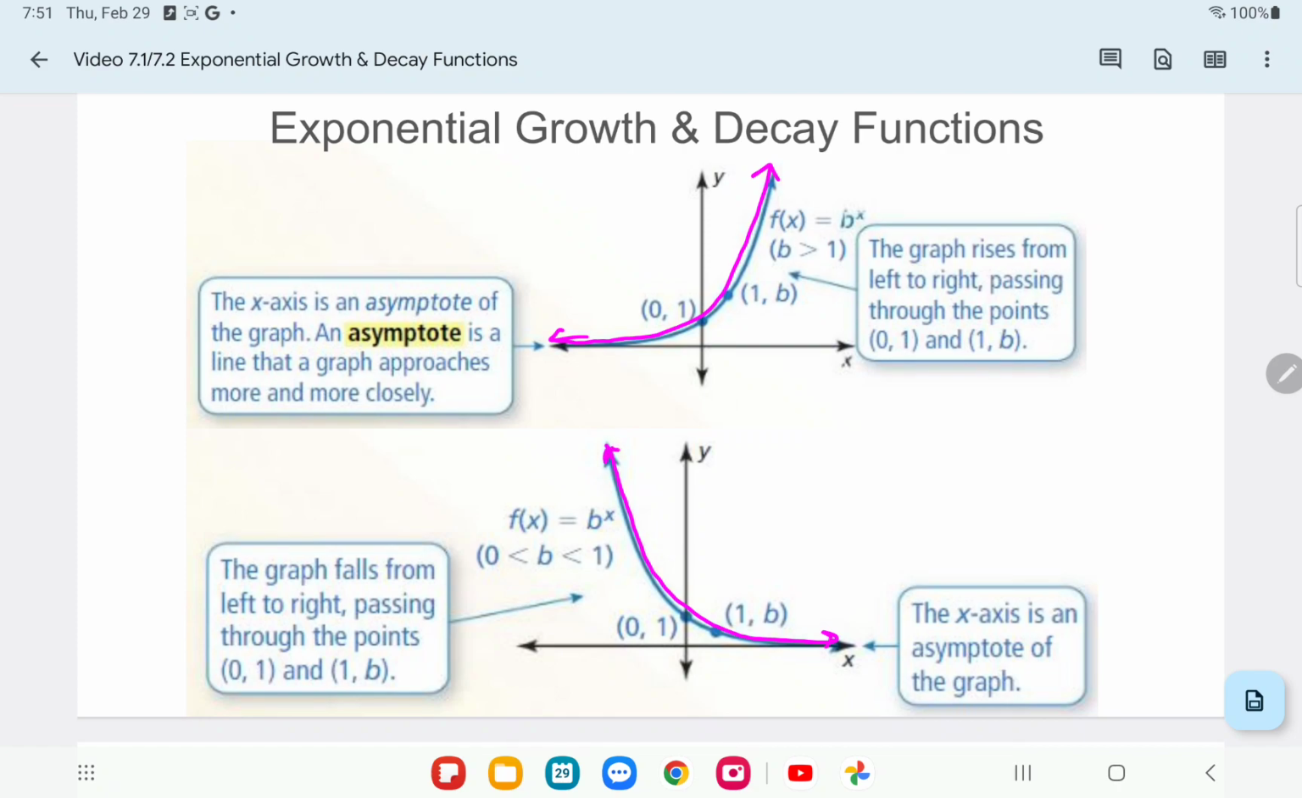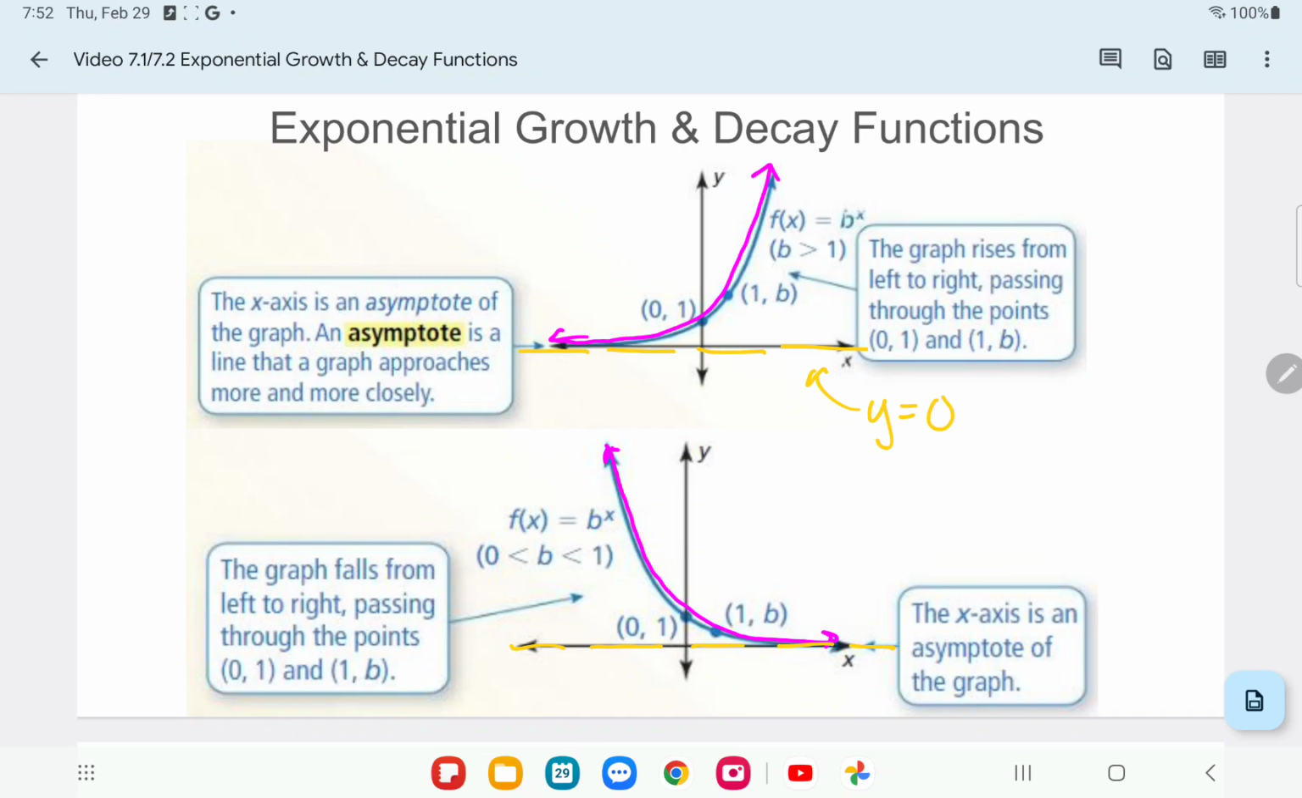Now, something that's new with exponential growth and decay functions that we haven't run into before is that both exponential growth and decay functions have what's called an asymptote. An asymptote in this case is going to be a horizontal line that the exponential growth or decay function gets closer and closer to without ever actually touching it. So for the parent functions of all exponential growth and decay functions, the asymptote is the line y equals 0.